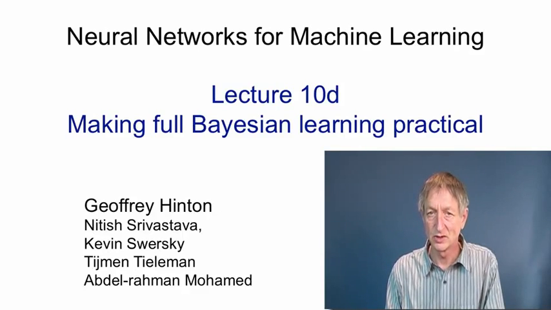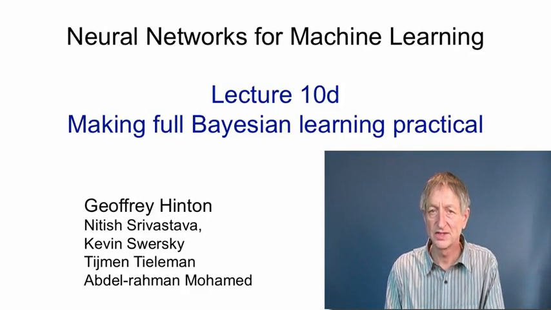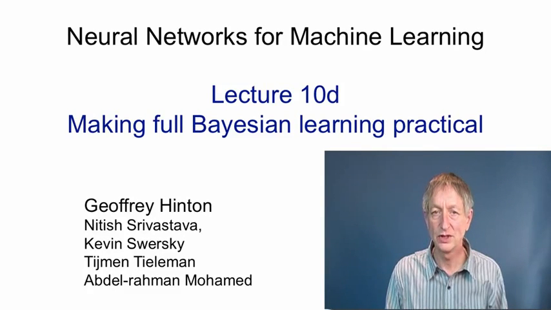In this video, I'm going to describe how to make full Bayesian learning practical for neural networks that have thousands and perhaps even millions of weights. The technique that's used is a Monte Carlo method, which seems very odd the first time we hear about it. We use a random number generator to move around the space of weight vectors in a random way, but with a bias towards going downhill in our cost function.